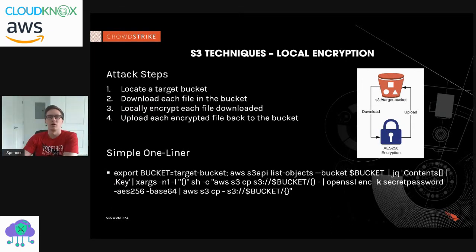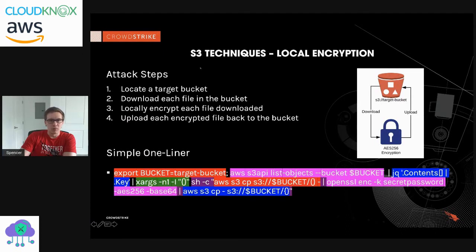So I wrote a one-liner command here to demonstrate the concept. It looks a little convoluted, but I highlighted some of the important parts. Essentially, in red, we're exporting an environment variable BUCKET equal to our target bucket. Then we're using the AWS CLI list-objects for that bucket. We're getting a list of all the objects stored in there. We're piping that list into jq, which is a JSON parser, and essentially it's just grabbing the names of all those objects. We don't care about the rest of their properties right now.